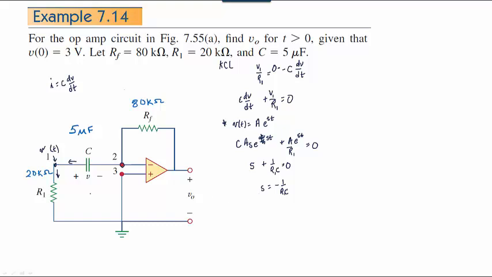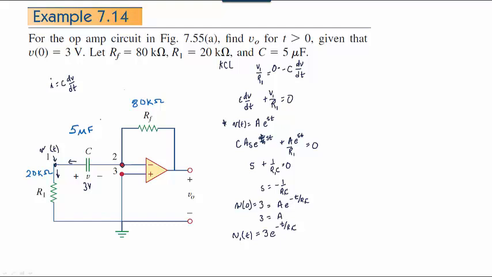And so we are given that our initial conditions there are 3 volts. So V at time 0 equals 3 volts, which equals A e to the minus t over R1C. So e to the 0 is 1, so we find out A is equal to 3. So we find out that V1 of t equals 3 e to the minus t over R1C.